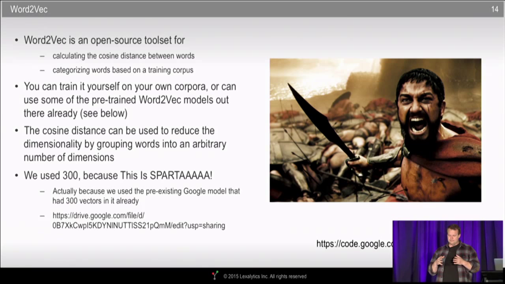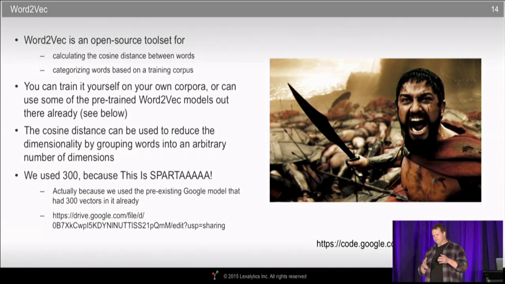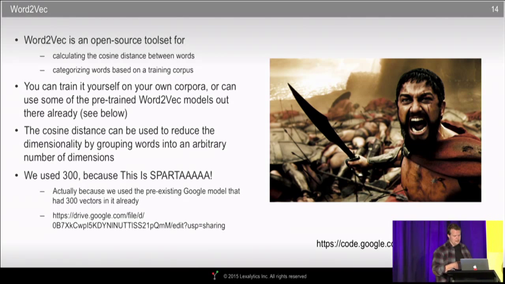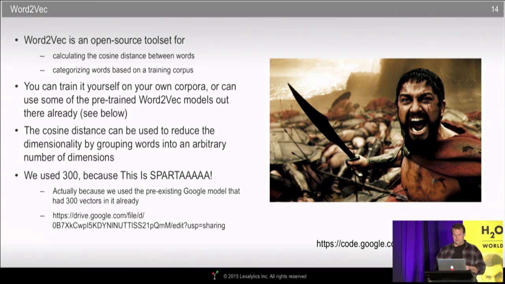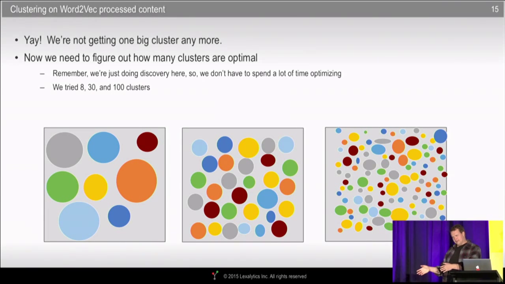You have to set up a certain number of dimensions. We used 300 dimensions, really because that was on the Google model that we downloaded and used. You can train this to be however high dimensionality you want it to be. And we're actually looking at potentially doing that in the future. So, great. We ran Word2Vec.